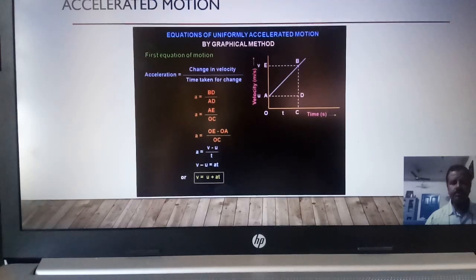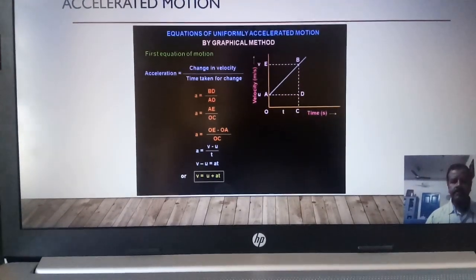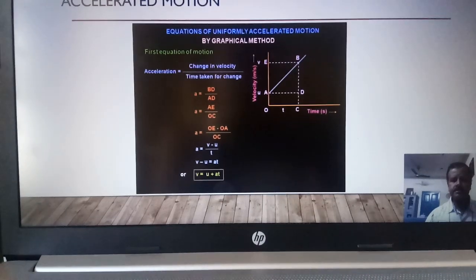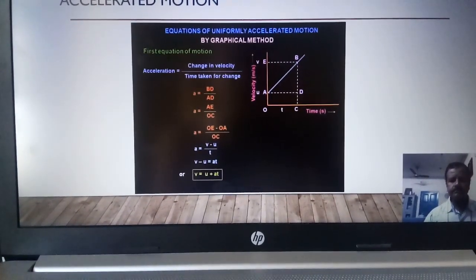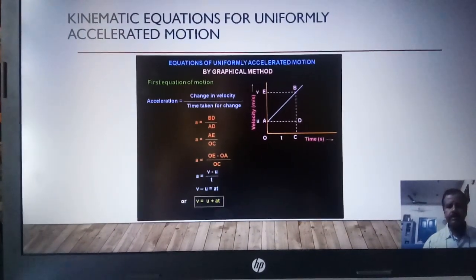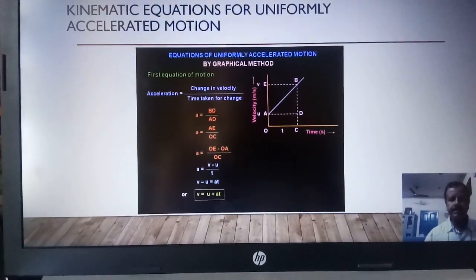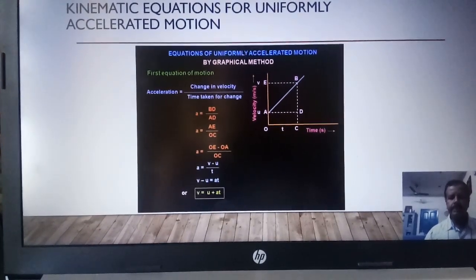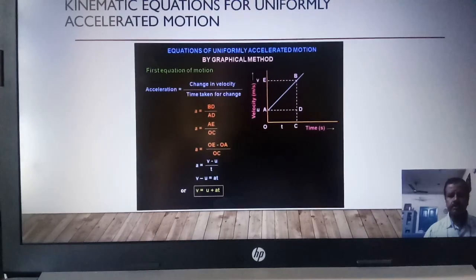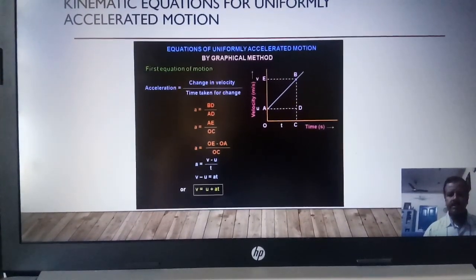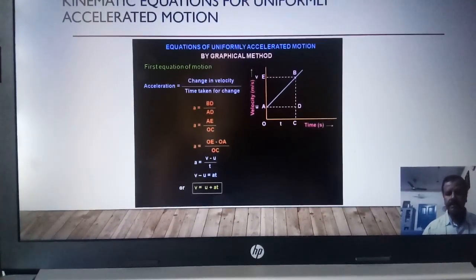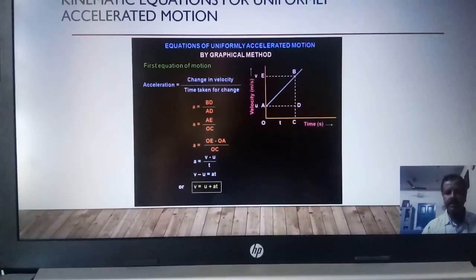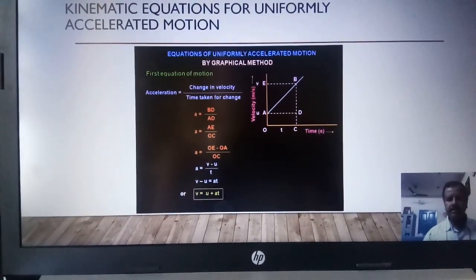So from the graph, if you draw the perpendiculars corresponding to the time interval OC, at OA and CB, then we get a right angle triangle ABD. From the right angle triangle ABD, BD by AD is also called tan theta, where theta is the angle at A. If theta is the angle at A, then tan theta is equal to the opposite BD by the base AD.